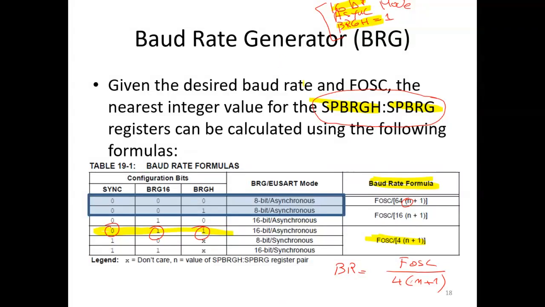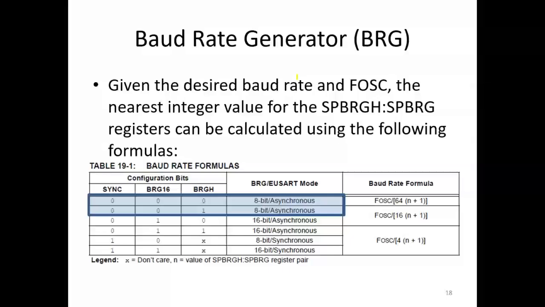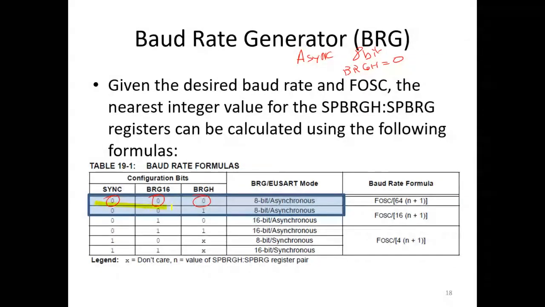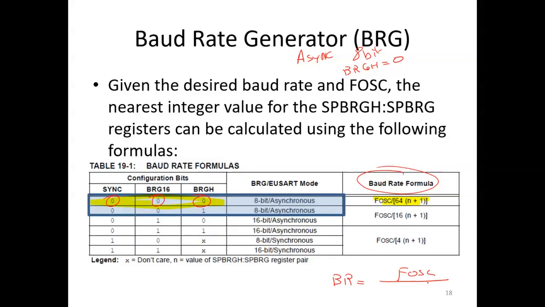If you have, for example, asynchronous mode, let's take another example. We have asynchronous mode and 8-bit and BRGH equals 0. So here we have 8-bit mode, so BRG16 is 0. We have asynchronous mode and BRGH is 0. That means we are in this situation, so in that case we have to use this formula. This is the baud rate formula: the baud rate equals the frequency of the oscillator divided by 64 multiplied by (n plus 1).